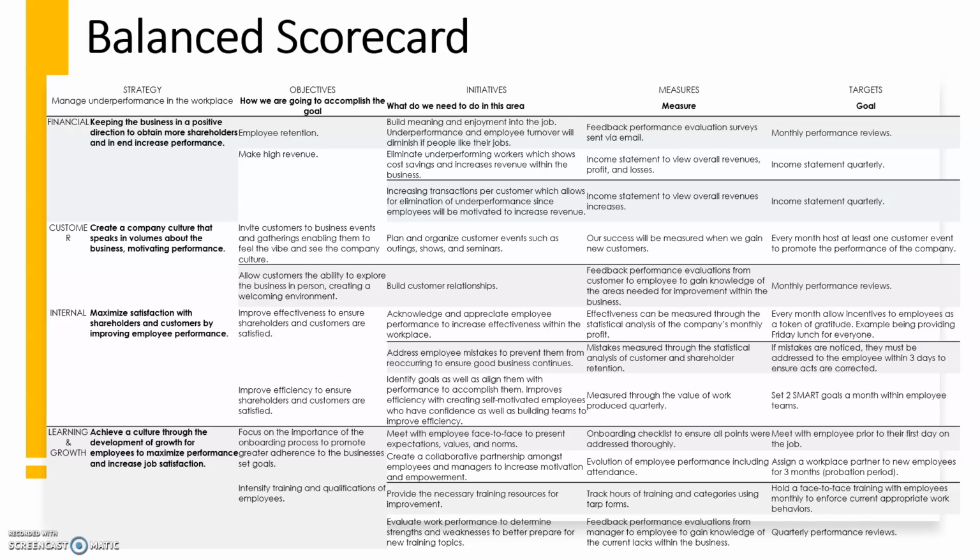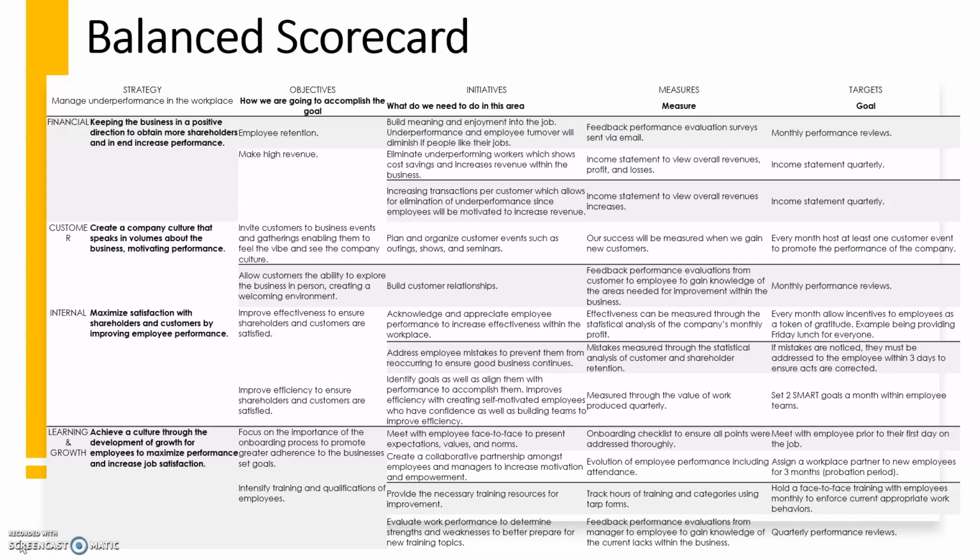So we're going to meet with our employees prior to their first day on the job, and then we're going to assign a work partner to new employees for 3 months, which is a probation period. If all of these are achieved, we're able to meet our goals, therefore eliminating underperformance because we achieved this culture through the growth of development for employees. That is one way that the balanced scorecard is going to be used.